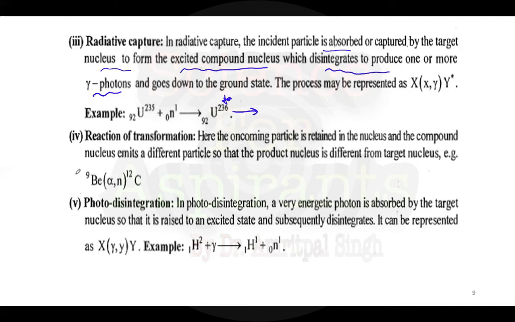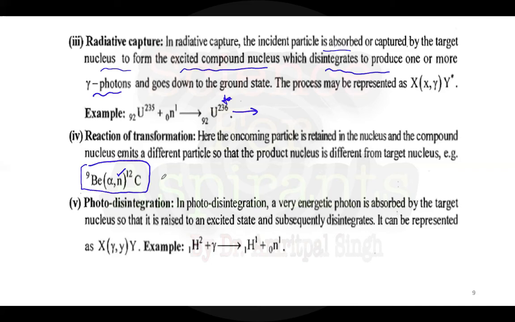So you can see in this example, when this alpha particle is bombarded with beryllium, there is formation of a compound nucleus, and when this compound nucleus further breaks up into carbon-12, along with that a neutron is emitted. So the particle which is emitted is different from the particle which is absorbed. These are examples of a transformation nuclear reaction, and there are many types of transformation reactions.